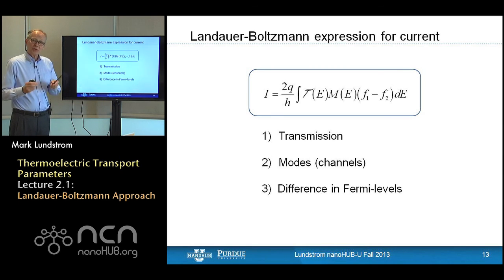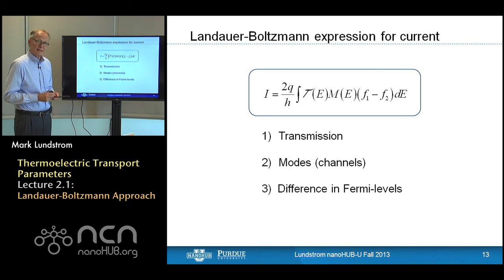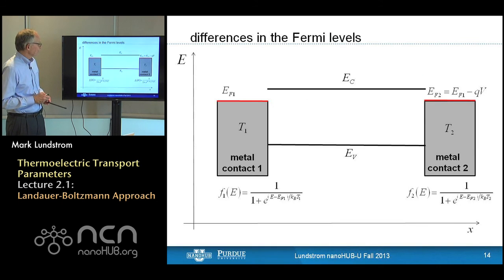F1 minus F2 is the difference in the Fermi functions at that energy between the two contacts. No current flows unless there is a difference. And then we do an integral over all of the energy channels to get the total current. So the key things are understanding transmission, the number of channels, and the difference in Fermi levels. From these concepts, we can derive the thermoelectric transport coefficients.